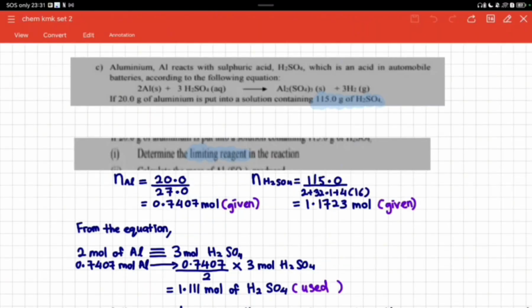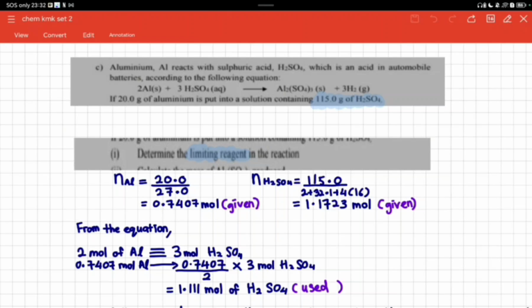First question is, determine the limiting reagent in the reaction. First and foremost, in this question, we must calculate the number of moles for both elements, which in this case are sulfuric acid and aluminium. The mass of aluminium is given in the question, which is 20 grams. Then we calculate the number of moles of aluminium: the mass of aluminium divided by the relative atomic mass, and we get the number of moles given for aluminium.